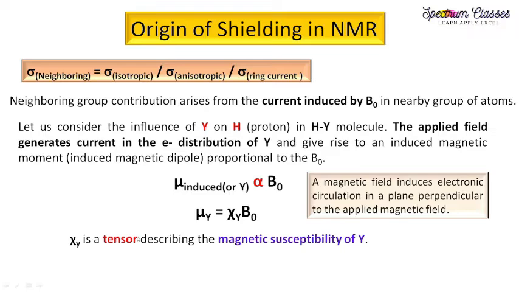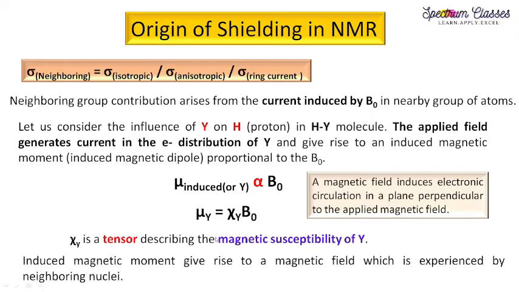It's a tensor quantity. In the next slide I am going to discuss this. And here chi Y describes the magnetic susceptibility of Y. In layman's language, magnetic susceptibility is the ease with which this Y part of the molecule can be magnetized when placed in the applied external magnetic field. So what inference have we made out of these statements?